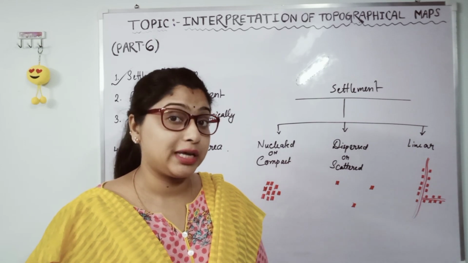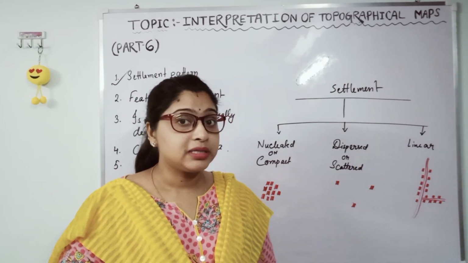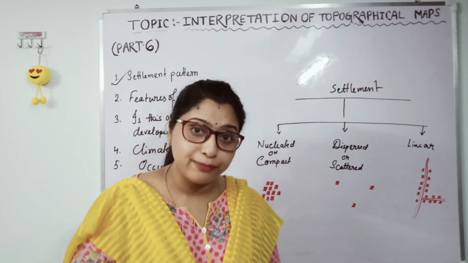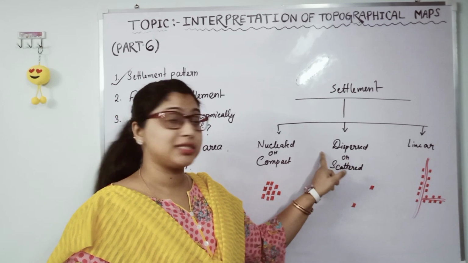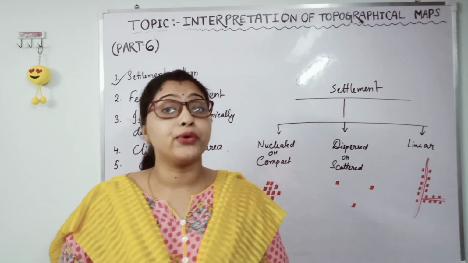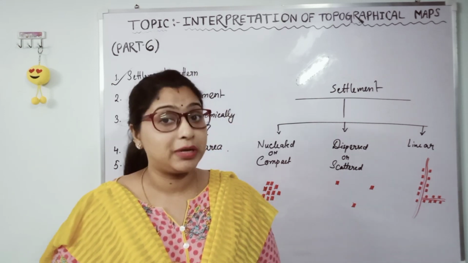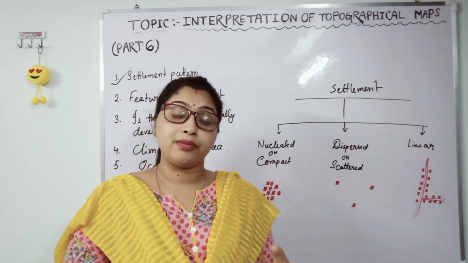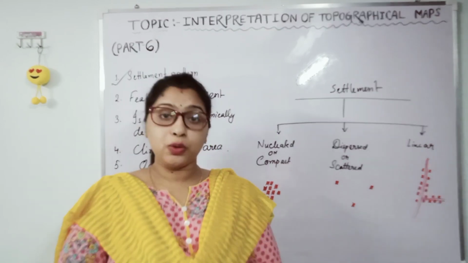People don't like to live there, that's why they live far from each other. Sometimes we can see this where there is a large or big farm, and people live in the farm area to look after the farm. That's why we see scattered or dispersed settlement. Linear, obviously along the roadside, because it is easy to move from one place to another, and in the map you will find many such settlements.